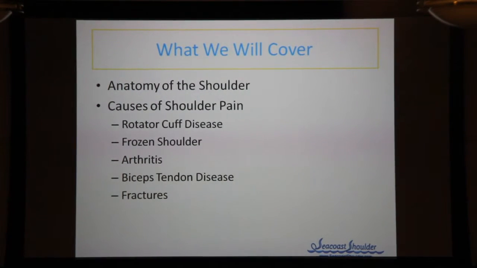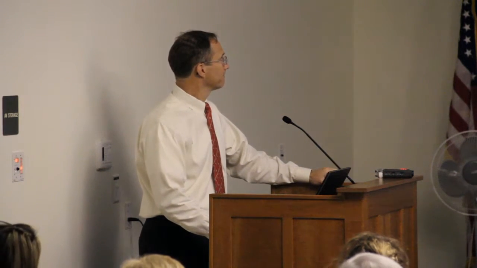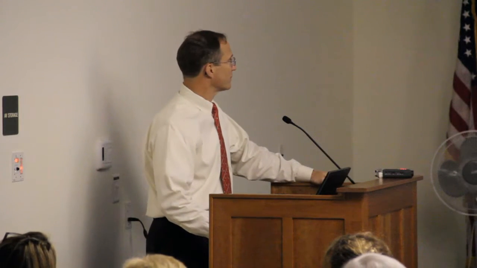So we're going to go over the anatomy of the shoulder, which I think is the key to understanding some of the words and terms that I talk about, because you have to know a little bit of the anatomy. And these are the causes that I'm planning on talking about. Rotator cuff disease can be caused by, I've seen it after a pneumonia shot. I've seen a frozen shoulder after breast surgery. Arthritis can be caused from trauma, or you can be born with it and it slowly worsens over time. Biceps tendon disease is usually a repetitive use problem, and fractures are from falls.